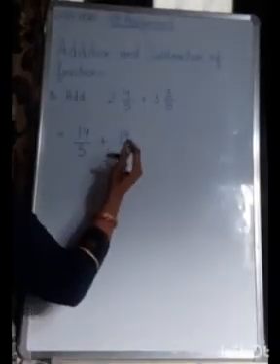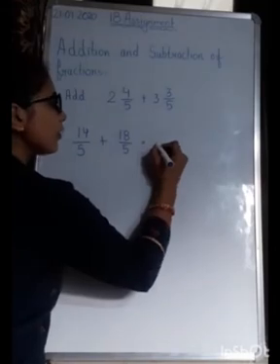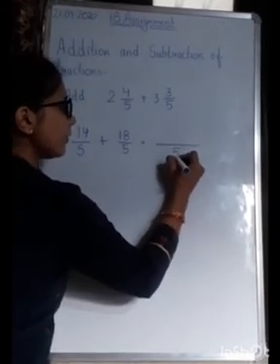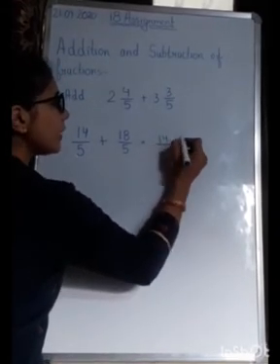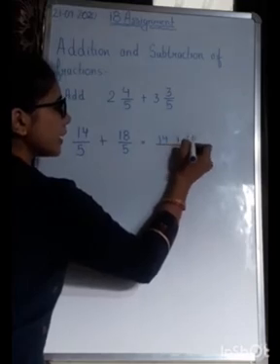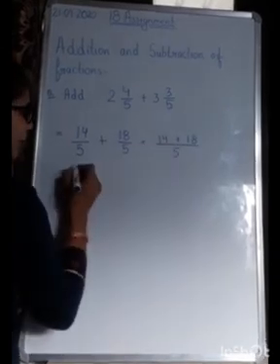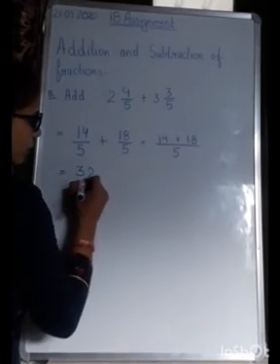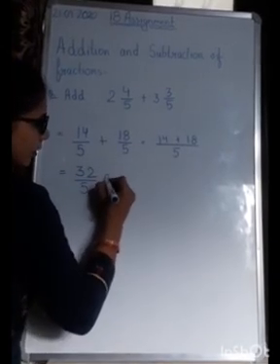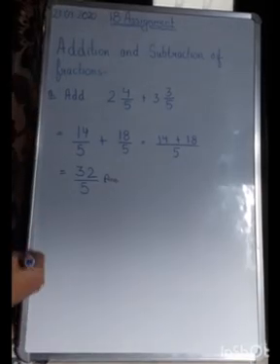Now you can see these two are like fractions, and if you take the LCM of these two, it is coming 5 only. So there is no need of taking the LCM. You just write down 5, and this will be 14 plus 18. Clear? And now you have to add these two. 14 plus 18 will be 32 by 5, and this will be your answer.